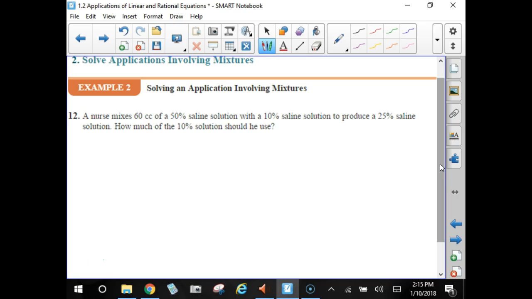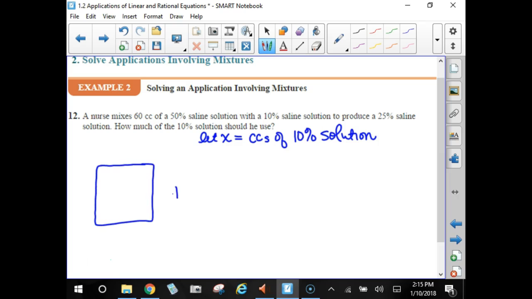On these types of problems, I like to go ahead and say that we're going to let X be equal to the cc's of the 10% solution. That's what the unknown will be. Now, notice that we're mixing two quantities together. I like to draw a graphic organizer that shows we're going to be taking that chunk plus that chunk to result in, well, what we want that to result in. Mixing things together, adding those things together.